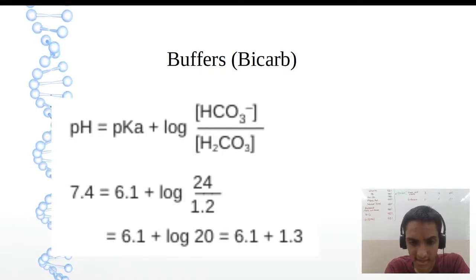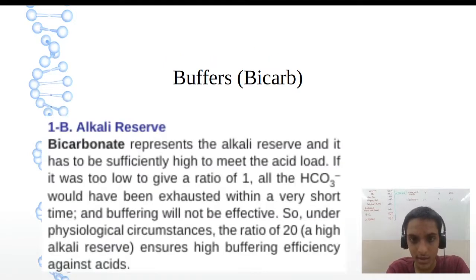So can we say, is this alkalosis, acidosis or what? In fact, it is neither alkalosis nor acidosis. It is normal because normal is 7.35 to 7.45. But what is the value here? 7.40. So I can say it is normal. Now, this is important for a phenomenon called alkali reserve. It is important for the effective buffering of the H plus ions and also to maintain a 20:1 ratio. This is alkali reserve.